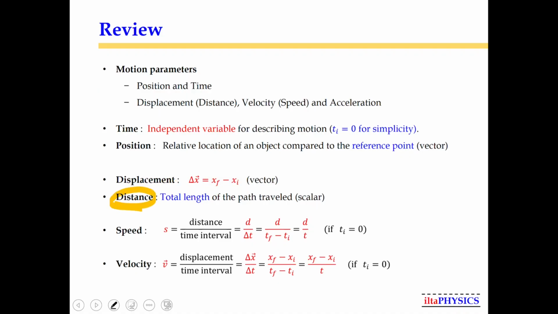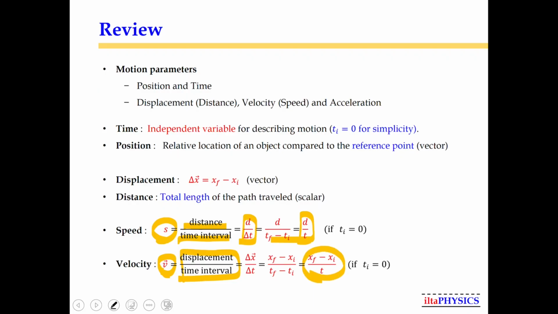Distance, on the other hand, is the total path length traveled, and since it has no direction, it's a scalar quantity. When we add time into this parameter, we can define speed as distance over time. Speed is scalar. Similarly, velocity is defined as displacement over time. Since displacement is a vector, velocity is also a vector. If you've understood these formulas, you've got the key ideas.